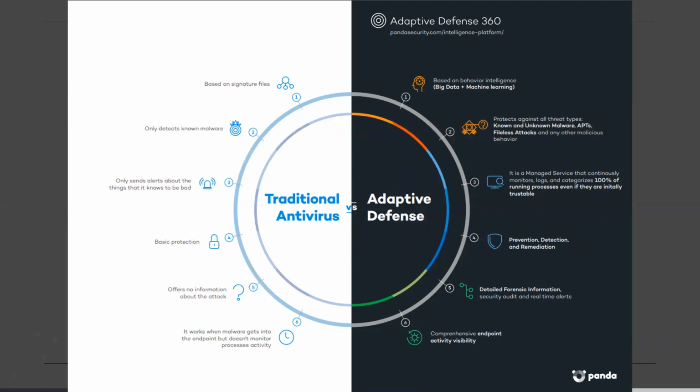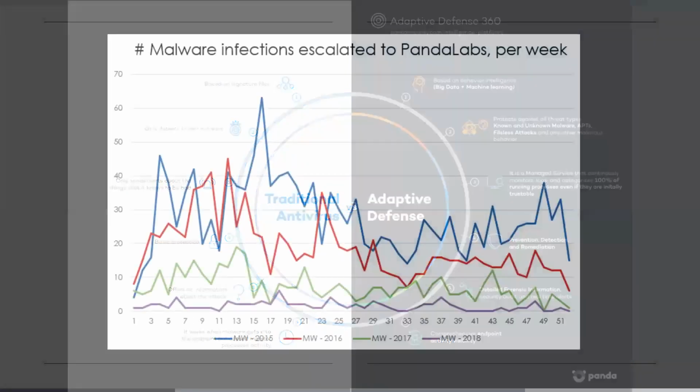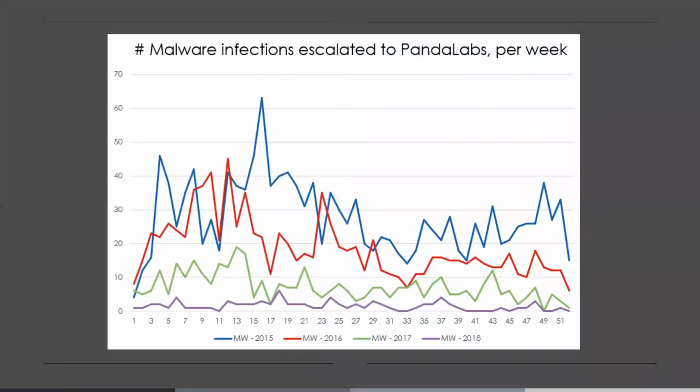So since releasing Adaptive Defense and Adaptive Defense 360, we've really made headway with regards to getting malware under control. And when I say malware, what I'm talking about is entity-based malware, so malicious processes that run on the endpoints and do nasty things. This graph here is representing the malware infections that have been escalated to our Panda Labs, our research and development center.